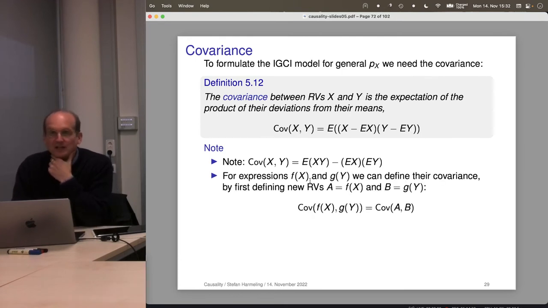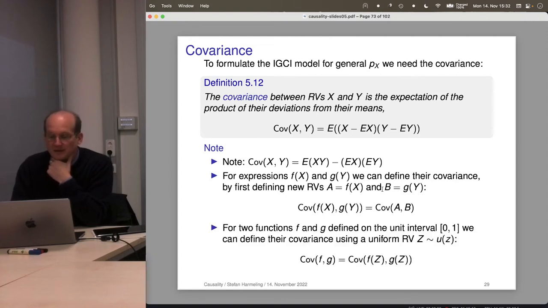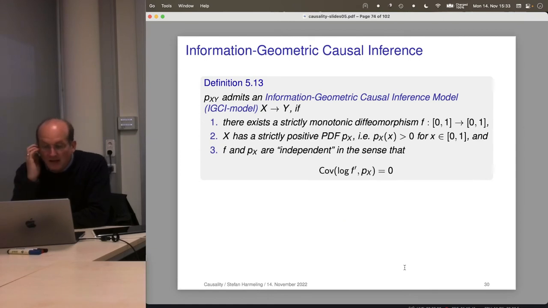Now what can we do if we have functions? Suppose I have two functions f and g and some random variables, then we get new random variables, right? And we can now define the covariance of f of x and g of y to be the covariance of these new random variables. Next, we can also take a canonical random variable, which is defined on the unit interval, with a uniform distribution. This now allows us to define the covariance of two functions, which is something new, I think, beyond the things that you usually see. So my covariance between two functions is defined to be the covariance of plugging in the uniform distribution. Quite interesting.